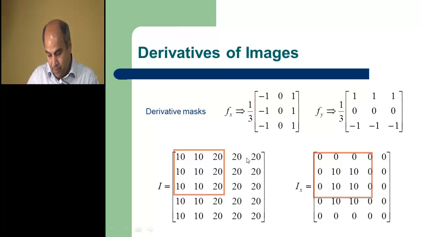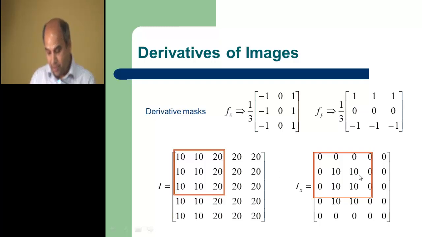As you see, this will give us a 10, this will give us 10, this will give us 10. Add them up, 30, divide by 3, it will become 10. So that's what we have here. Now we shift, and again we center the mask here, multiply the corresponding elements, and we get the value 10, and so on.